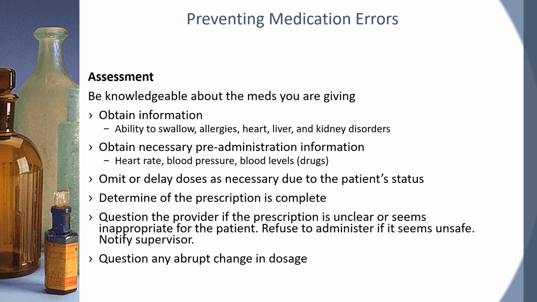So, what are some good ways to prevent medication errors? Do a good assessment. Be knowledgeable about what you give. Get information to figure out, can they swallow? Are they allergic? Do they have heart, liver, kidney disorders? We need a heart rate and a blood pressure on people that get blood pressure meds. If it's something to do with their blood sugar, we need blood sugar on them. If you need to omit or delay something due to their status, you have the right to do that.